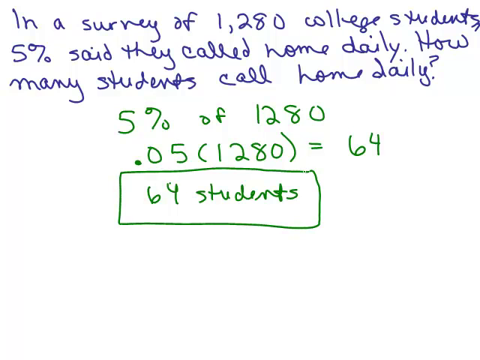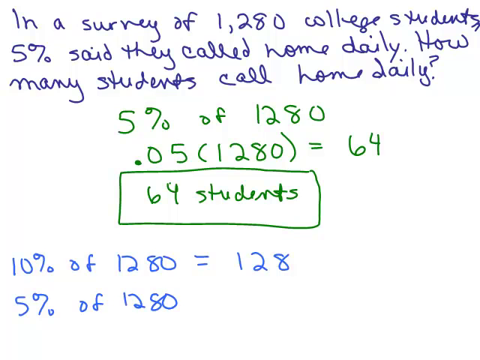But again, somebody might think about it a little bit differently. They say, well, I'm trying to figure out 5%. Is it easy to figure out what 10% of it is? What's 10% of 1,280? Well, that would mean move the decimal 1 to the left. It would just be 128. So if 10% is 128, 5% is half of that, right? So that's just half of 128, which is 64. So I'm just showing you how you might think about it a little bit differently.